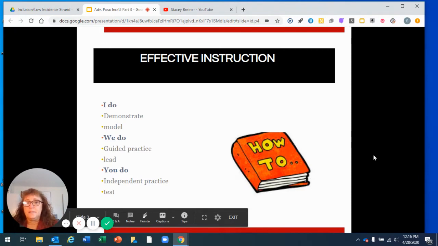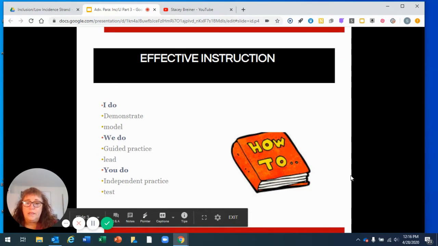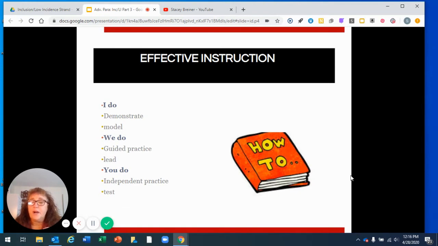The effective instruction model: I do, we do, you do. Again, a slide that you are all familiar with, things that you've heard before that are not different. It is important to remember this model. A lot of times we do a lot of I do, where we demonstrate and model the skill and the steps, and then we go right to you do: now complete homework, questions 10 through 12 or 10 through 20. We really need to remember it's important to do I do, we do, you do, and use this model effectively.